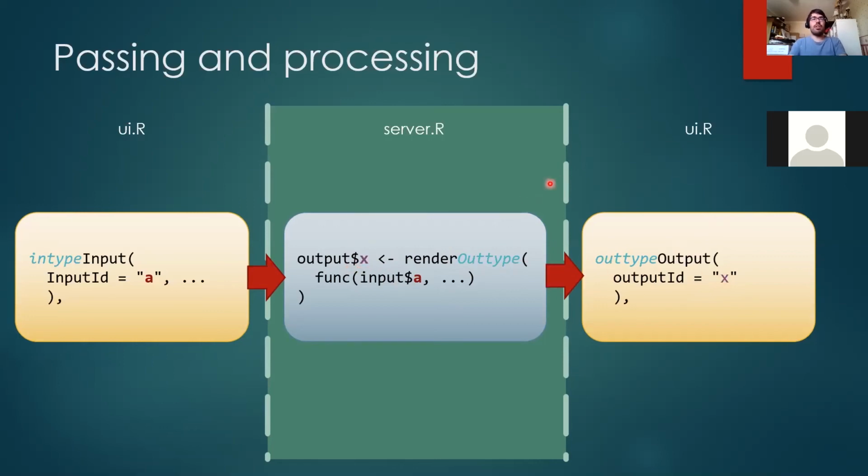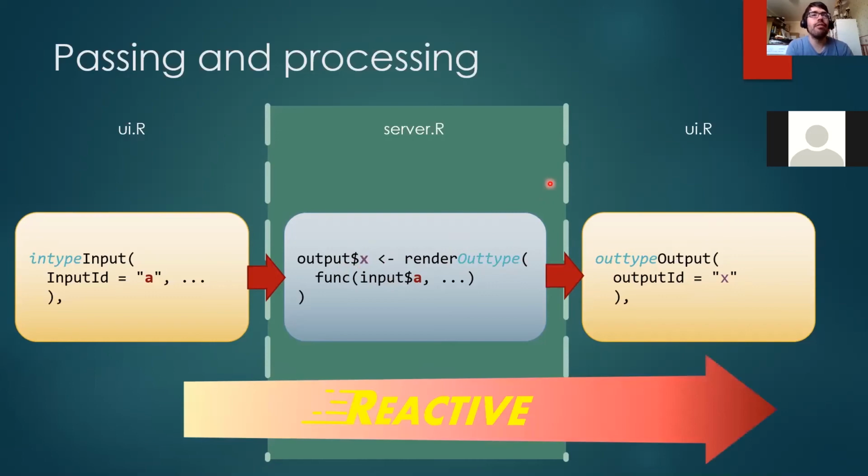The key thing to note about all of this is it's all reactive. Whenever something gets updated in the user interface and the value of input ID A changes, that's sending a signal to the server to say change everything that depends on A. And as soon as the server has done that, it sends a message to the user interface to change the plots and everything that's being rendered and put back out.